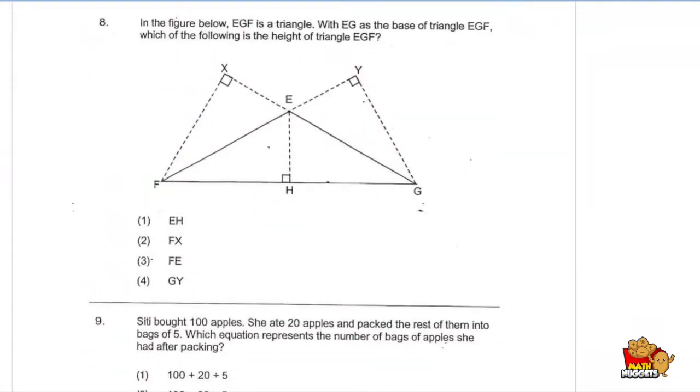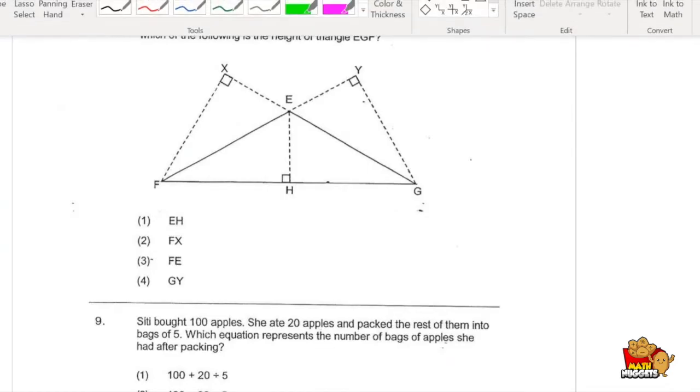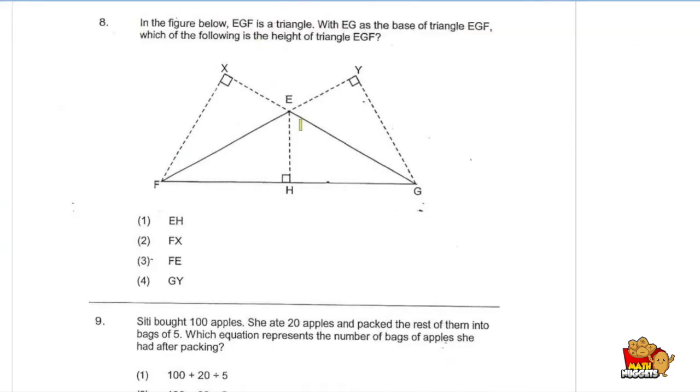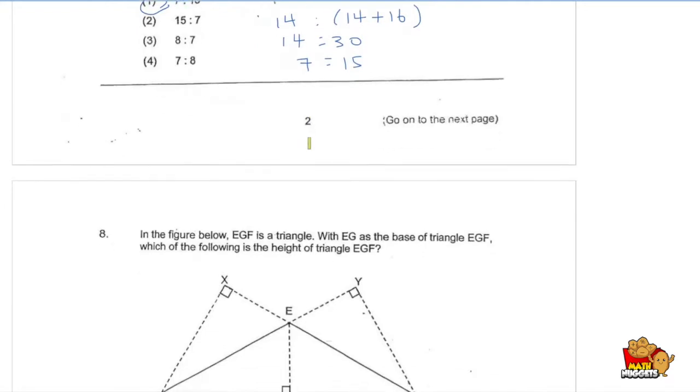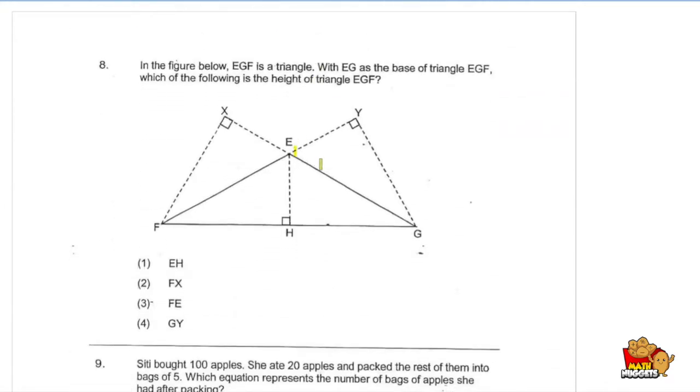Question 8. Let me just highlight the base. With EG as the base of triangle EGF, what is the height? So this will be the fixed extension. We extend the base such that this can be the height, XF. The answer is 2.